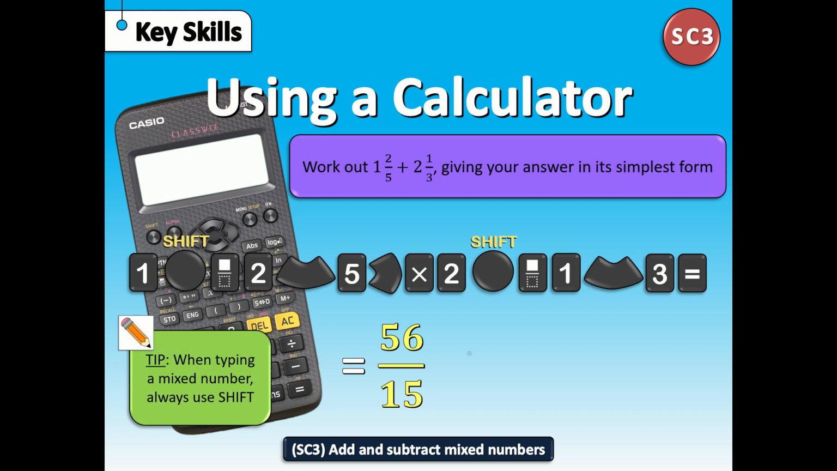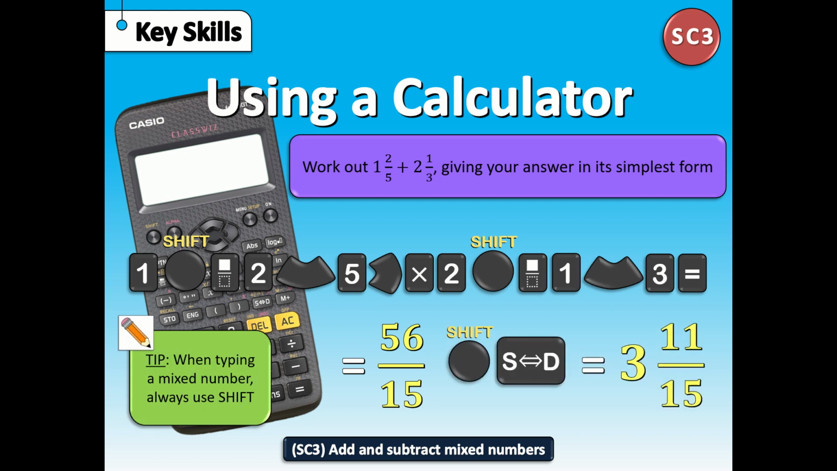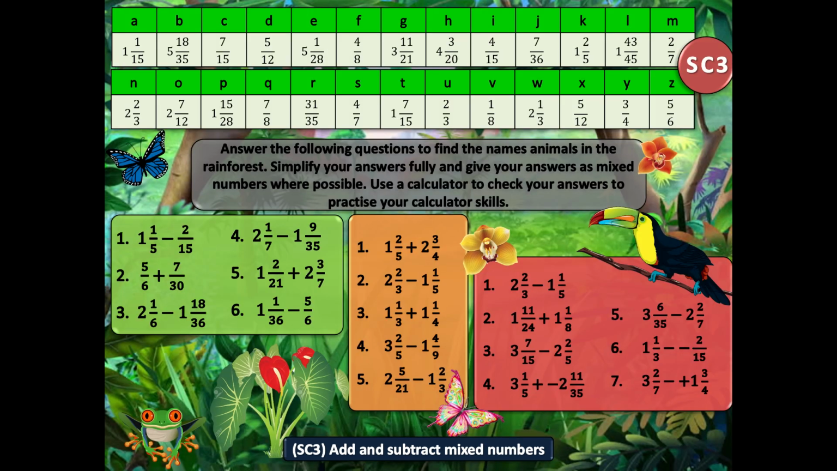And to make it a mixed number, press shift and then the SD button. So my final answer as a mixed number is 3 and 11/15. Here's some questions for you to have a go at. Pause the video, and when you're ready to mark your work, press play.